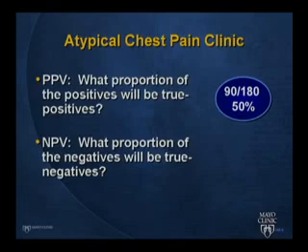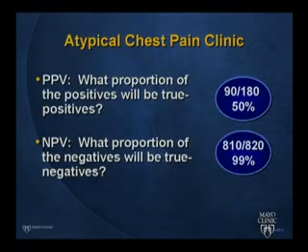So we had 820 negative tests, and of those, 810 are correct. That means the negative predictive value is 99%. Okay? So what this is telling you is that if you have a negative test, there's a 99% chance it's correct, the patient doesn't have coronary disease.